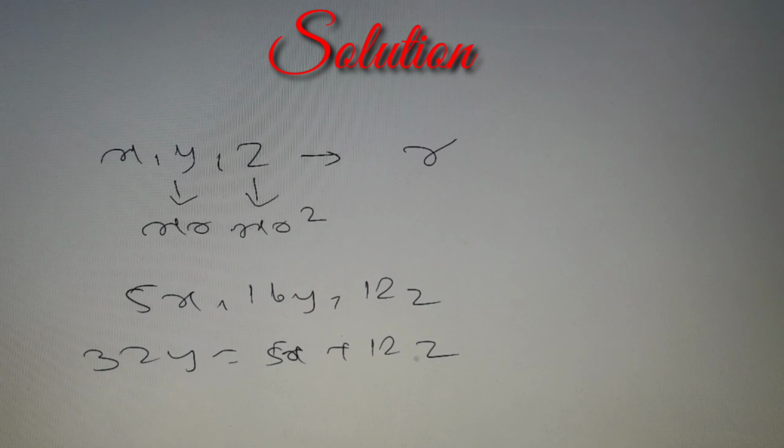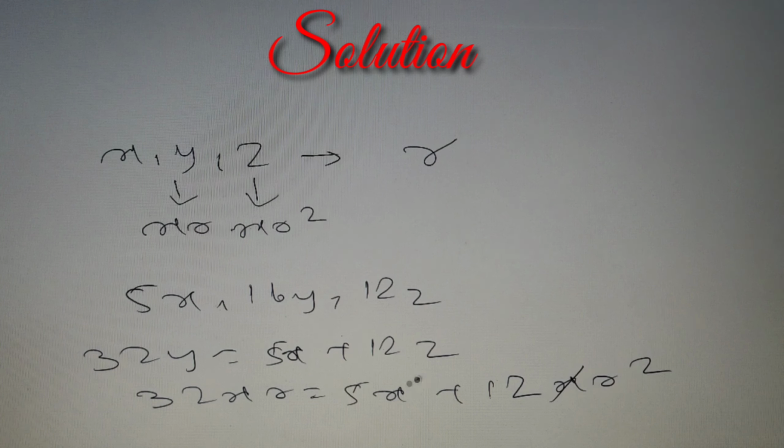Now we have got y and z in terms of x, so we can replace them and write it as 32 into xr is equal to 5x plus 12 into xr square. Now from all these three terms, x can be cancelled out and we have got an equation in terms of r, and it is a quadratic equation, and after solving that we can get the value of r. So let's solve this quadratic equation.